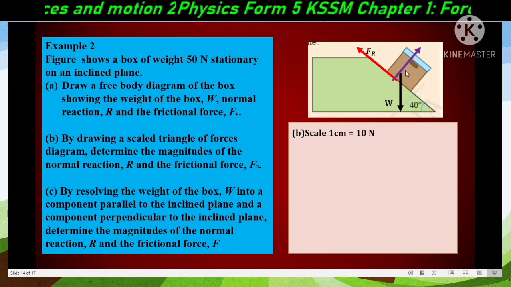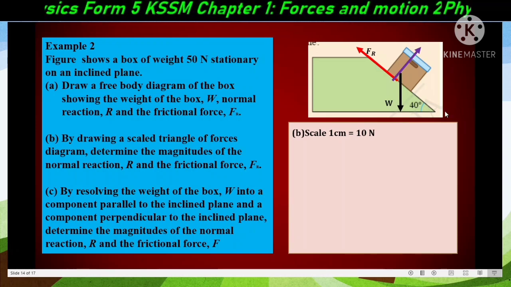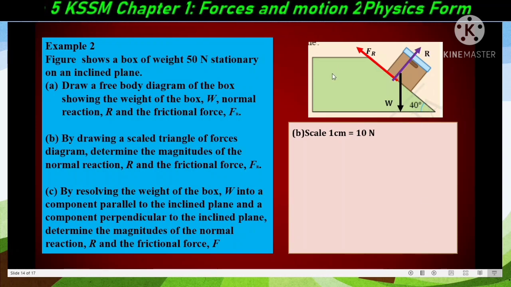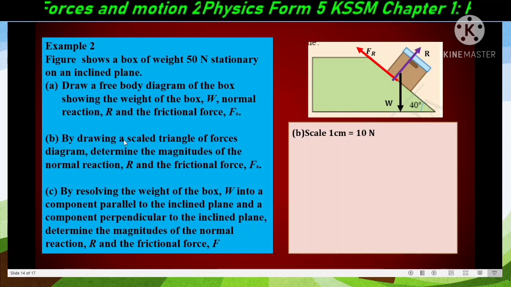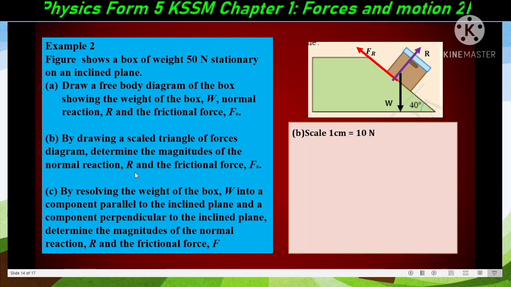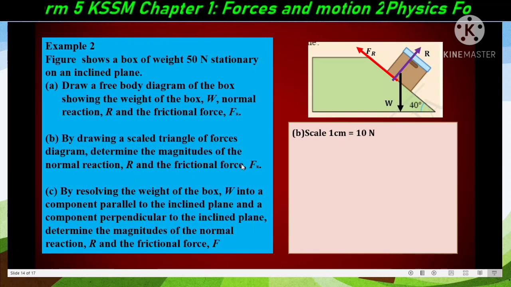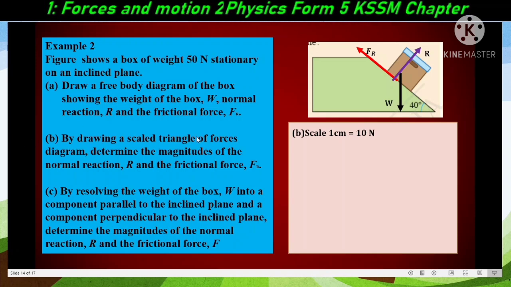Okay, and this one is the normal reaction, at 90 degrees to the inclined plane. This one we call the free body diagram. Part B: by drawing a scale triangle of forces, determine the magnitude of the normal reaction R and the frictional force. Now we want to draw, the word is drawing, a scale triangle.